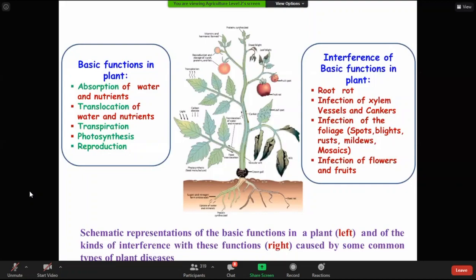Yes, sir. If there is a question, show diagrammatically the impact of pathogen infection on host plants, then you can draw this diagram and show the structure like this. In a way, you can explain that.